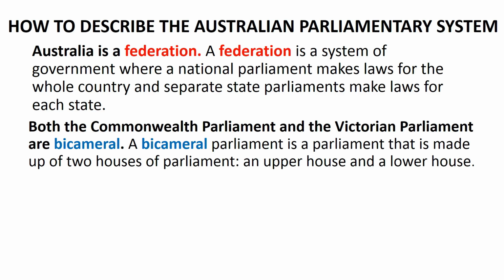We say that the Commonwealth Parliament is bicameral because it's made up of an upper house, the Senate, and a lower house, the House of Representatives. We say that the Victorian Parliament is bicameral because it's made up of an upper house, the Legislative Council, and a lower house, the Legislative Assembly. In fact, most of the state parliaments in Australia are bicameral. The exception is the Queensland Parliament, which is unicameral. That is, the Queensland Parliament only consists of one house.